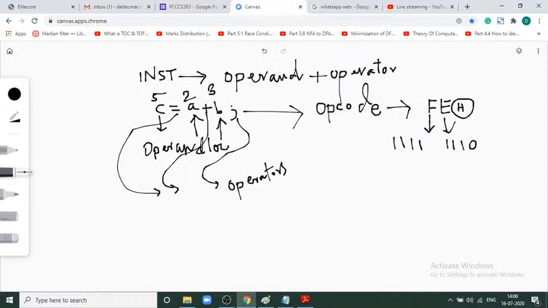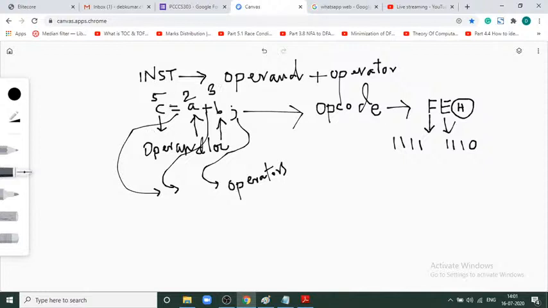So an instruction is a combination of operand locations plus operators. Example, C is equal to A plus B. Here C, A, B are operand locations. Here 2, 3, 5 are operands which are stored in A, B and C respectively. It also contains some operators. Here in this example, equal to, plus, semicolon are my operators. Plus performs the addition operation, equal to performs the assignment operation, and semicolon denotes the ending of the instruction.